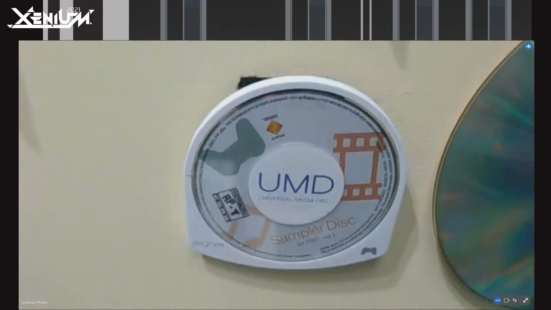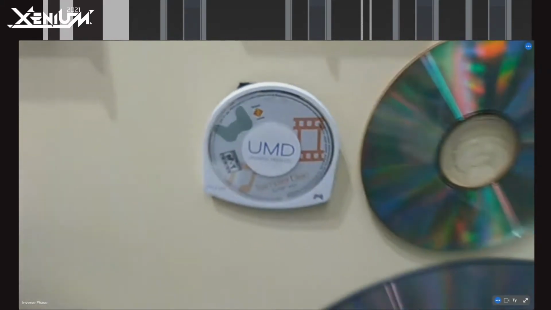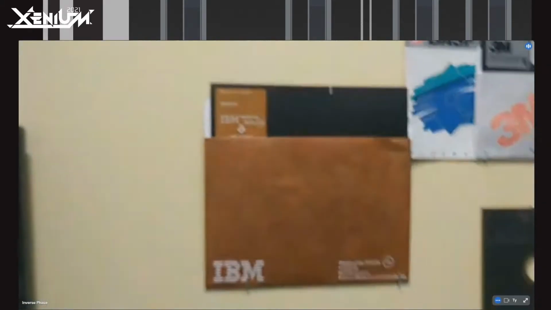This is the newest thing on the wall, probably. Haha. We have 8-inch floppy disks.